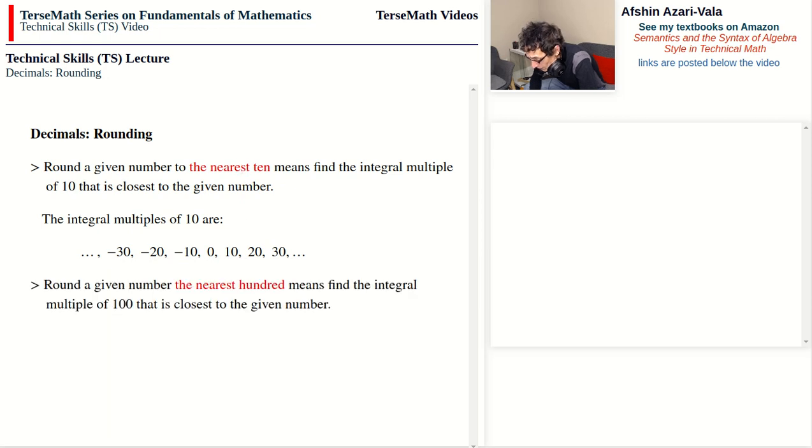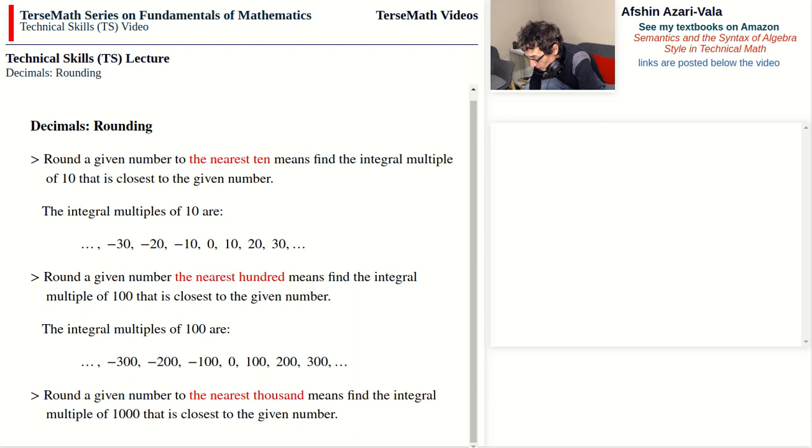And in a similar way, when someone says round a given number to the nearest 100, this means find the integral multiple of 100 that is closest to the given number. The integral multiples of 100 are, for example, negative 300, negative 200, negative 100, 0, 100, 200, 300. So basically we jump in steps of 100. And again, round to the nearest 100 means find which of these integral multiples of 100 is closest to the given number.